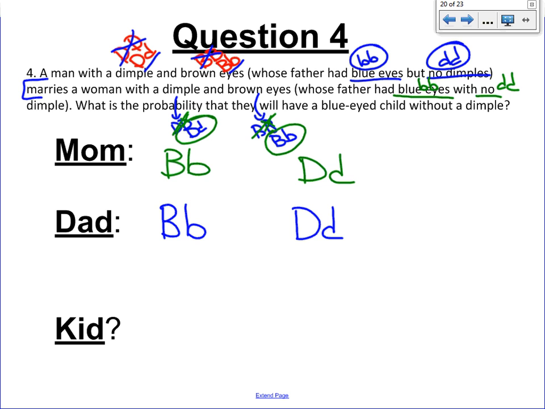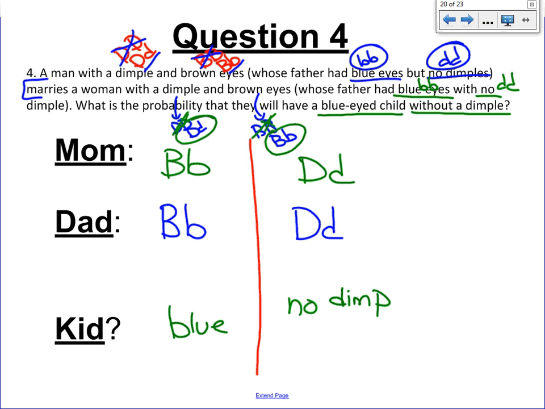Now what are we looking for in the kid? We're looking for a blue-eyed child without a dimple. So we're looking for blue eyes and no dimple. All right, now that we have this laid out, it's as easy as going through and doing exactly what we did before. Split them in half. What's the probability that big B, little b will have a blue-eyed kid? Hopefully you're seeing these patterns enough to recognize that's a 25% chance. It's only one of the 4 boxes that will be little b, little b. And the same thing over here. There's only one box in this case that will be little d, little d.